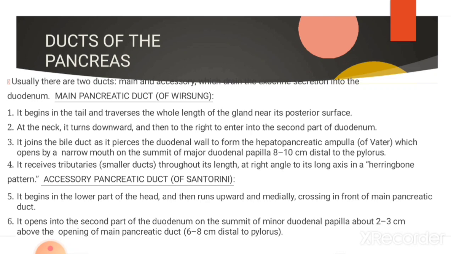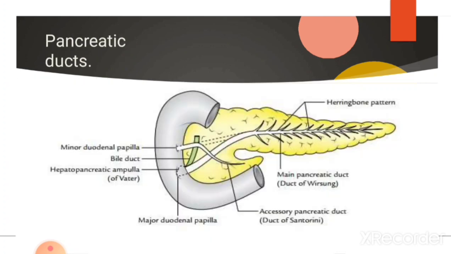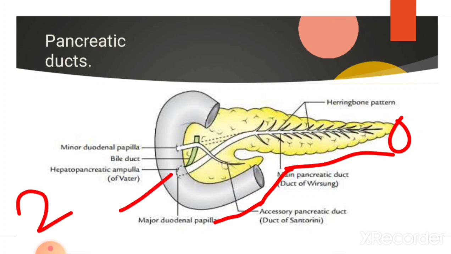It is the major pancreatic duct of Wirsung, and it begins in the tail and traverses the whole length of the gland near its posterior surface. At the neck, it turns downward and then to the right to enter into the second part of the duodenum. Here we can see the main duct, the duct of Wirsung. It starts from the tail, crosses the body, then at the neck it runs downwards and then forwards to enter into the second part of the duodenum.